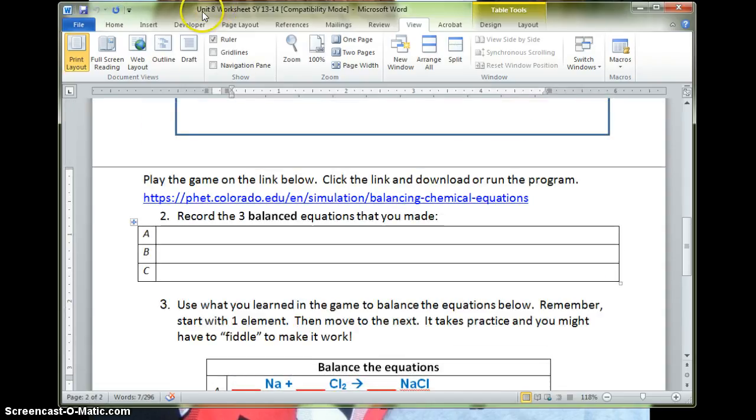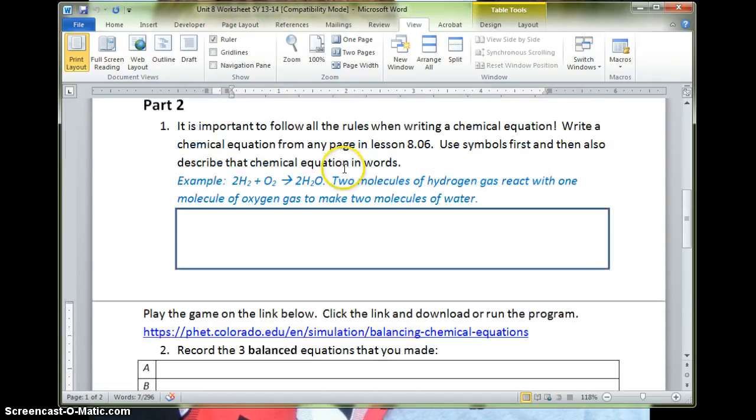You can see I have the Unit 8 worksheet up here. This is the file that I have open. We're going to start with part 2 because I know this is the part that most of you have had trouble with. The first question here is, it's important to follow all the rules when writing a chemical equation. Write a chemical equation from any page in lesson 8.06. Use symbols first and then also describe the chemical equation in words.